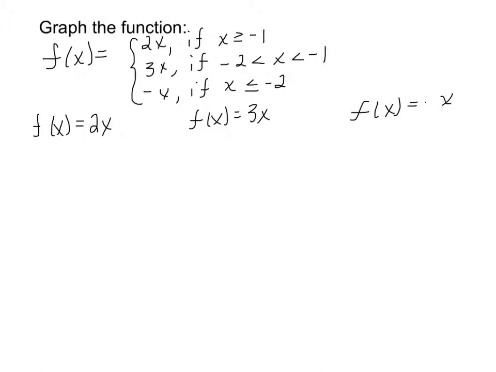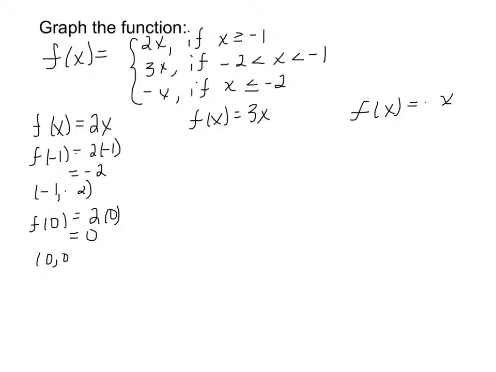So my first function, I can only use x values greater than or equal to negative 1. So I'm going to start with negative 1. And I get negative 2. So that point is negative 1, negative 2. Remember, you need 2 points to make a line. So I need something greater than negative 1. I'll use 0. And I get 0. So that point is 0, 0.